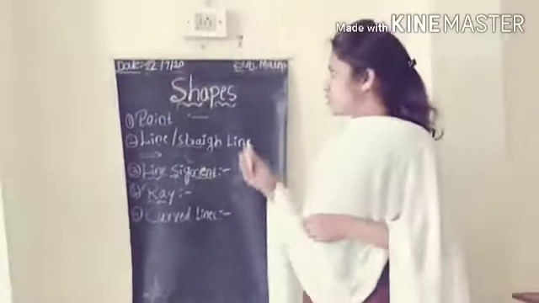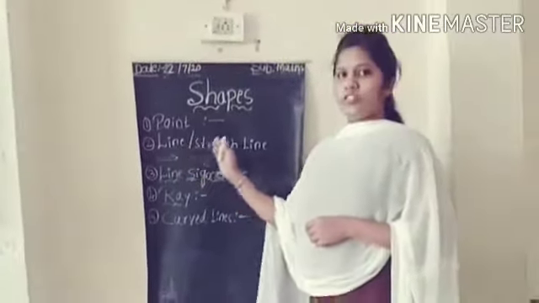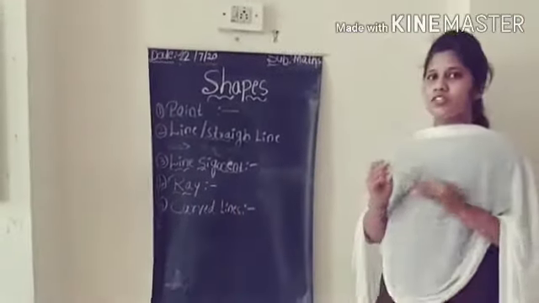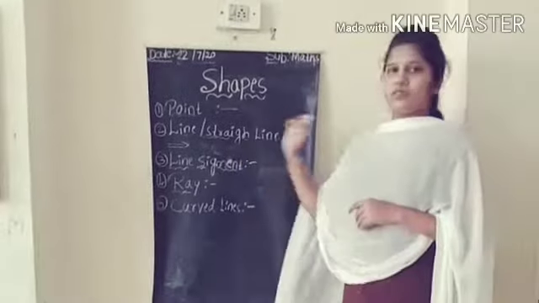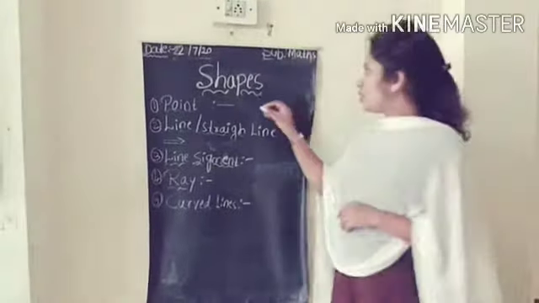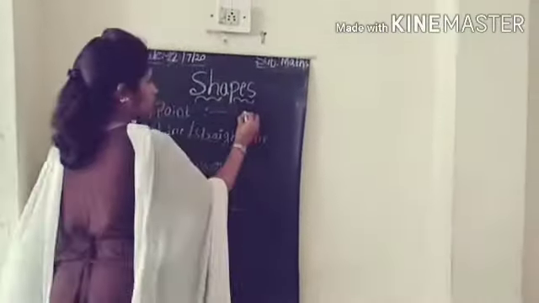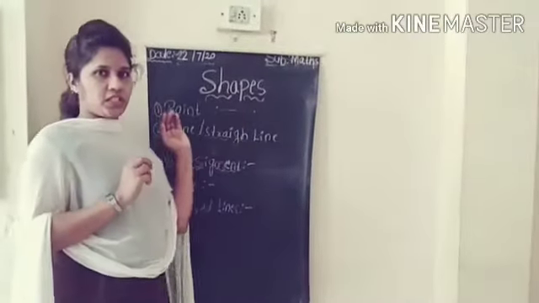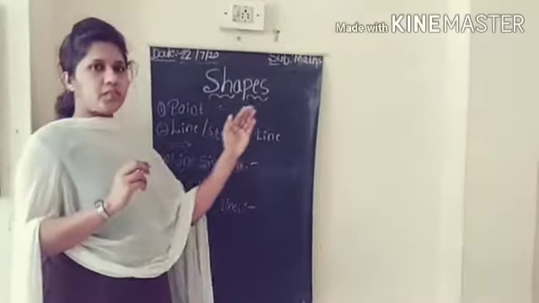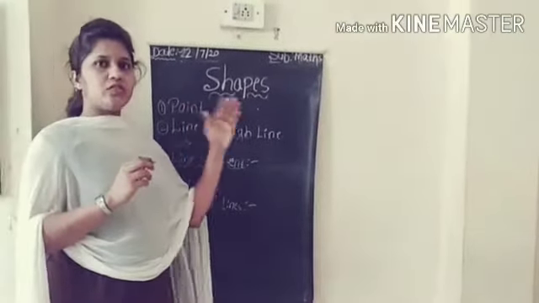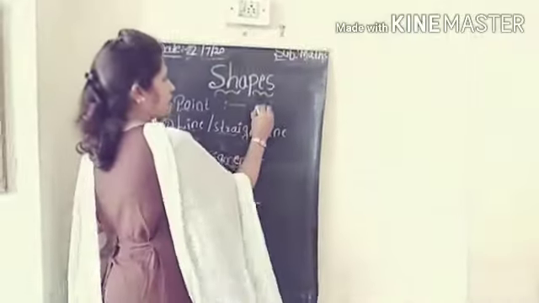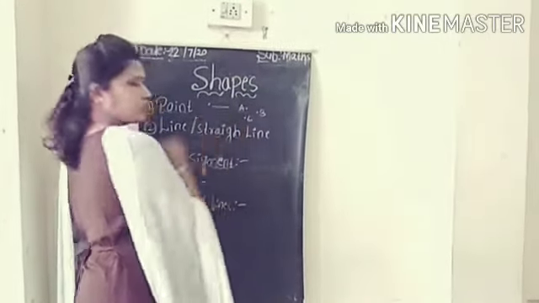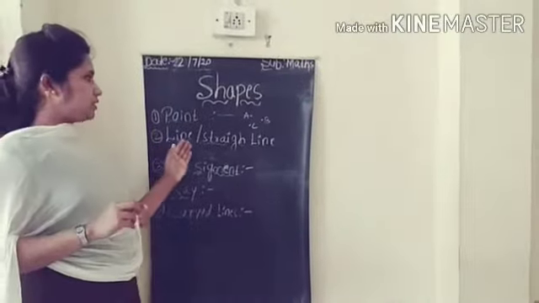Last class we discussed point, line or straight line, line segment, ray and curved line. Now you recall them. Okay. Point. What is a point? A point is a dot. It has no shape, no thickness. A point is denoted by capital letters of the alphabet. For example, A, B and C. Understood?